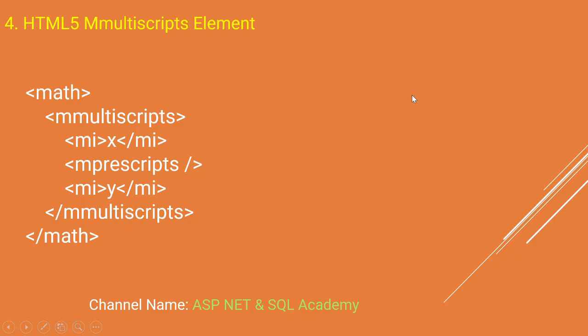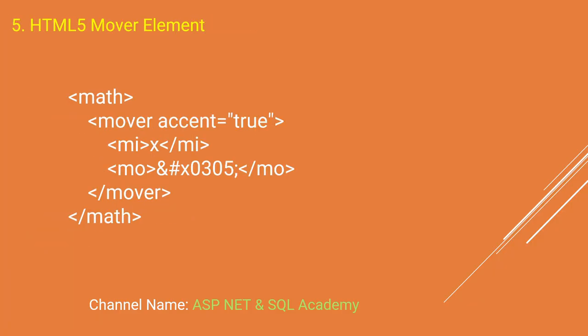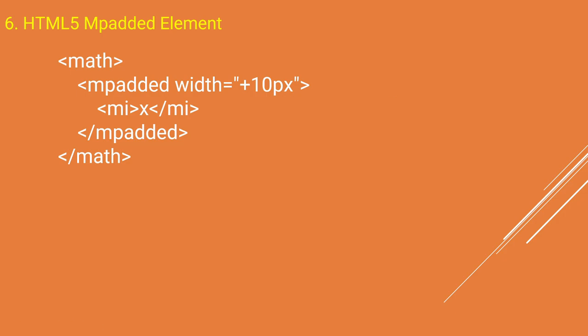The mover element is used to define math over content. It's often used to specify an over operator in a mathematical equation. The mpadded element is used to define math padded content. It is often used to specify padding in a mathematical equation.